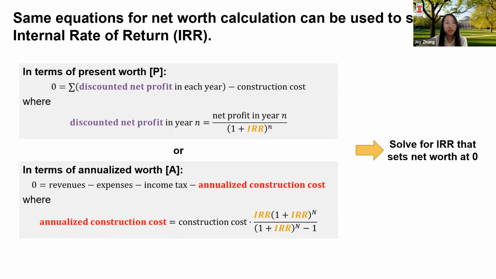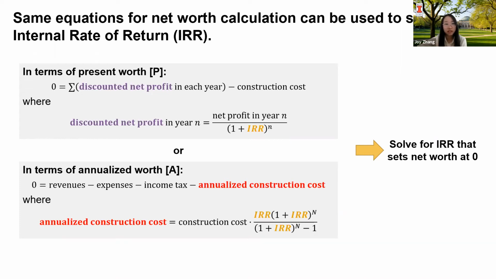As I mentioned before, we calculate IRR by solving the equations of net present value by setting the net present value or net worth at zero. When we calculate this in terms of present worth, we just need to use the same equation for net present worth. And this IRR will come into play at the discounted net profit in the model. As you can see, it's on the denominator of the discounted net profit in each year.